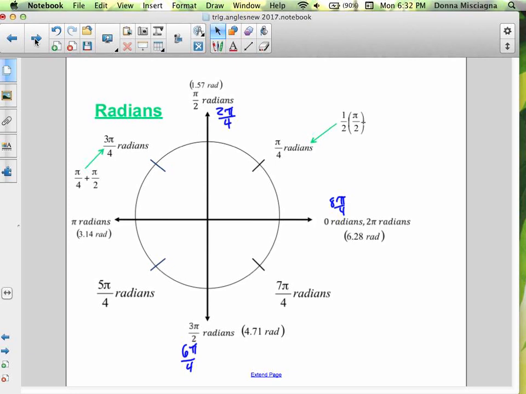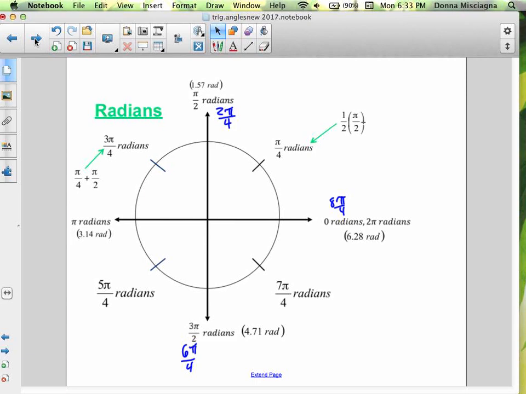If I add 1/2 and I add a fourth to it, I'm going to get 3 pi fourths. And then if I add 1 and add a fourth to it, I'm going to get 5 pi fourths. 3 pi halves is the same as 6 pi fourths. So 6 pi fourths plus another fourth is going to be 7 pi fourths. And then if I go all the way around, 2 pi and 8 pi fourths is the exact same thing. So we've added in the fourths.